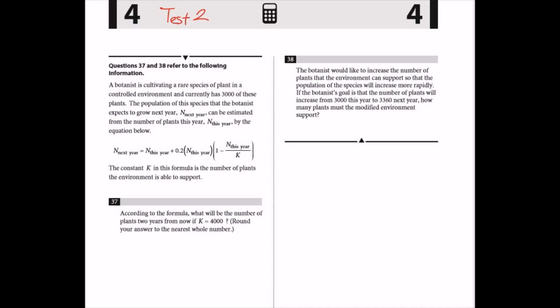According to the formula given here, what will be the number of plants 2 years from now if K is 4,000? Round your answer to the nearest whole number. We were given the function and they would like to know what's going to be the population of the species 2 years from now. So we need to apply this function 2 times because we are here and now, next year, and 2 years from now.